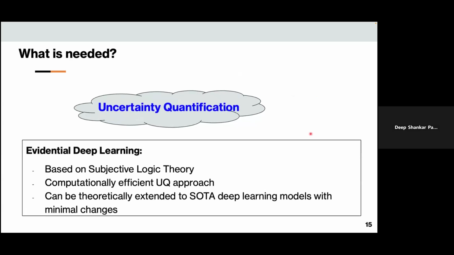And in the uncertainty quantification field, many methods have been developed. Among those methods, evidential deep learning is one of the most promising approaches. Evidential deep learning is based on the theory of subjective logic. It's a principled theory, and it's a quite computationally efficient uncertainty quantification approach. It can be extended to many state-of-the-art deep learning models, and extending the evidential deep learning framework requires minimal changes.